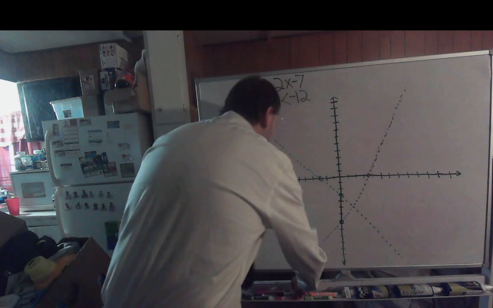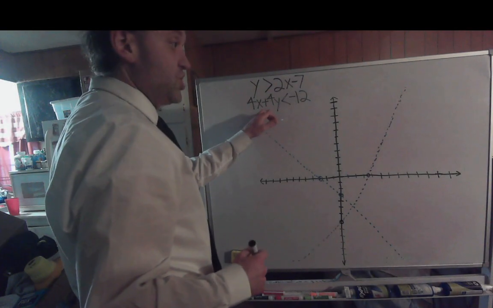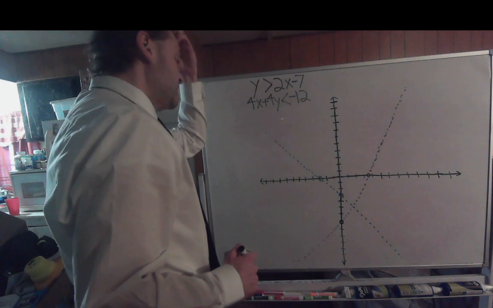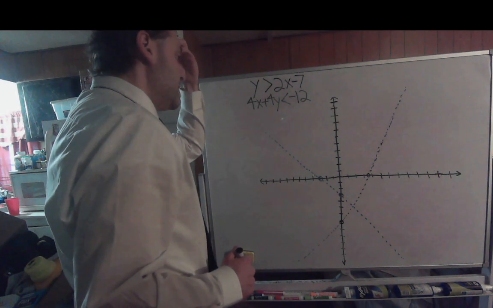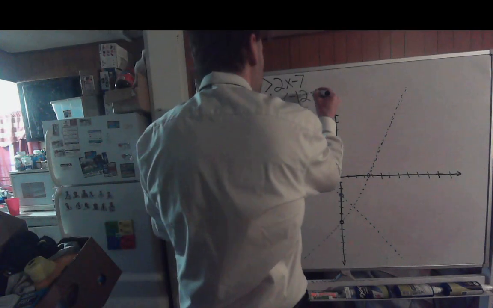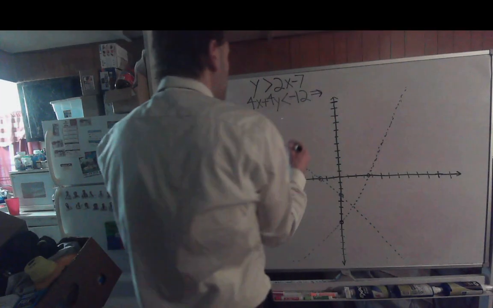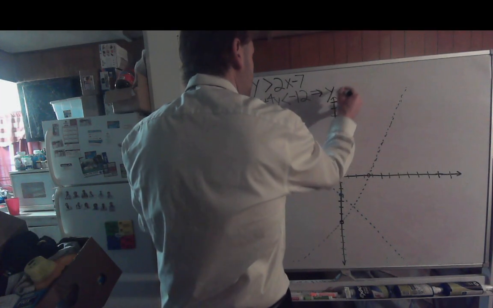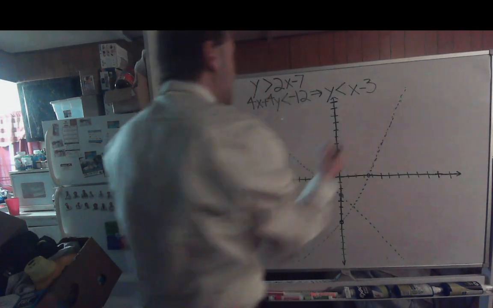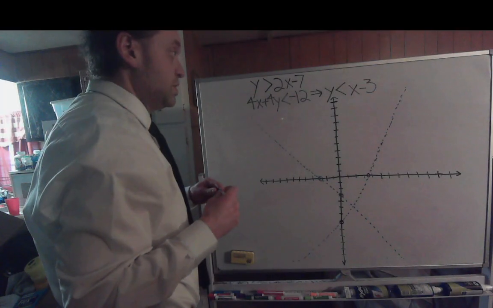Now, if I were you, I would convert the second equation from general form into slope-intercept form, which would end up being y is less than -x minus 3. That's what that would convert into.